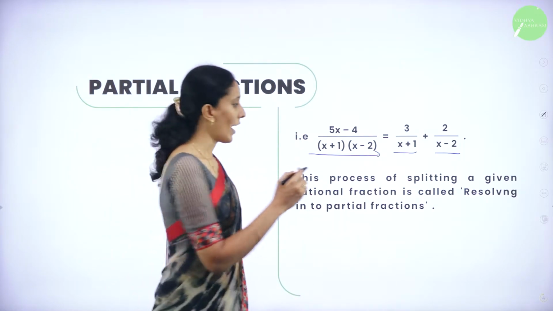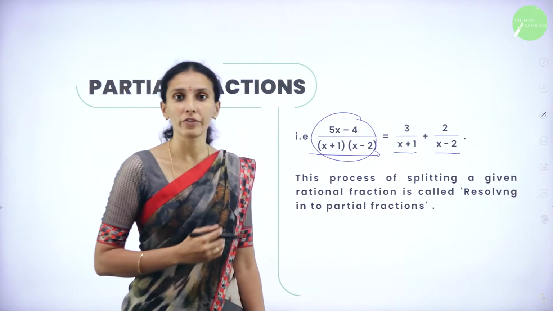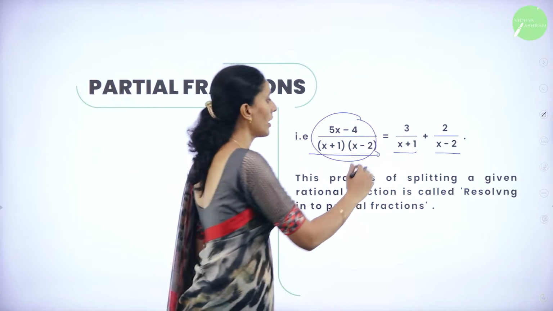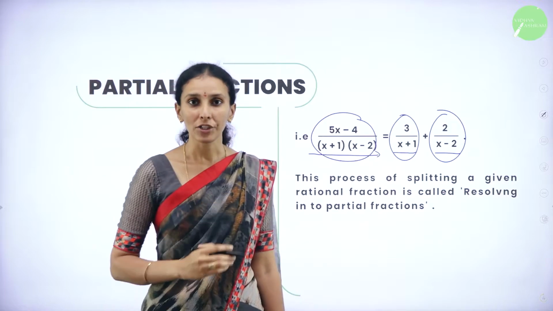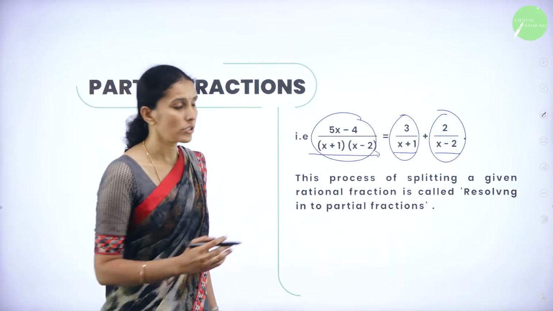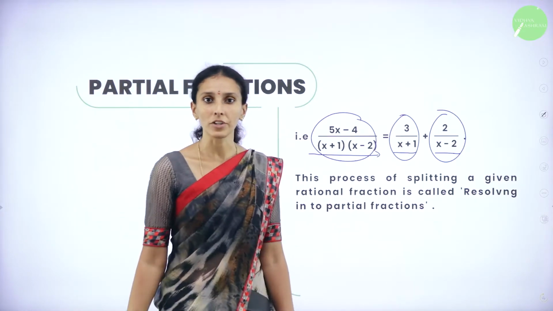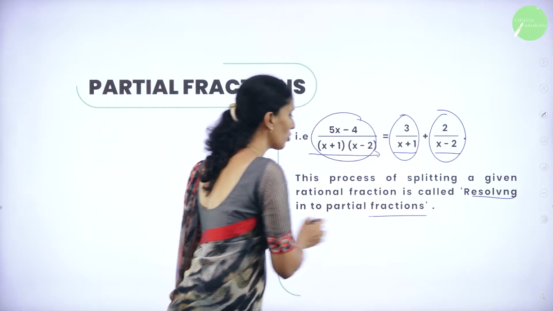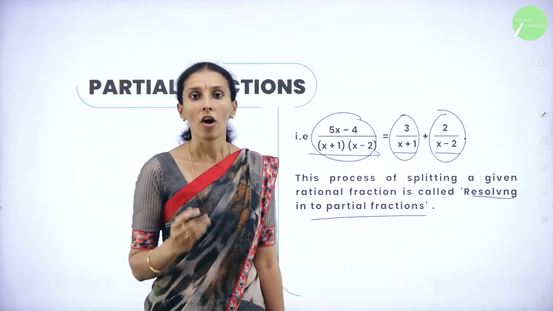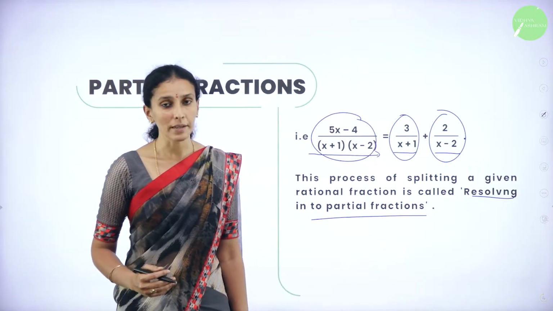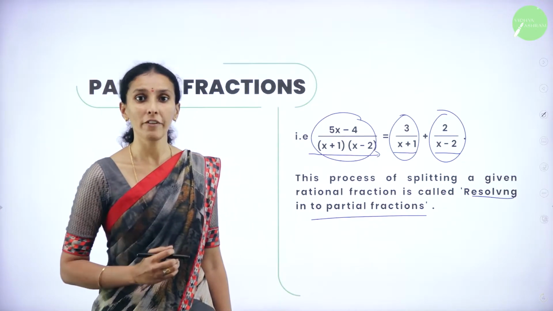So you are going to write this fraction as the sum of two different simple fractions, which is called partial fractions. The process of writing the rational function or rational fraction as simple fractions is called resolving into partial fractions. So resolving into partial fractions is nothing but writing any rational function or rational fraction as simple partial fractions.